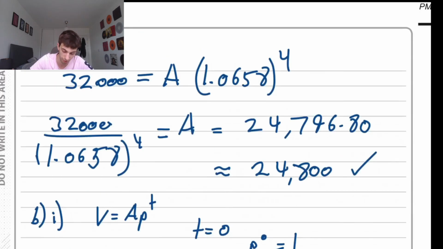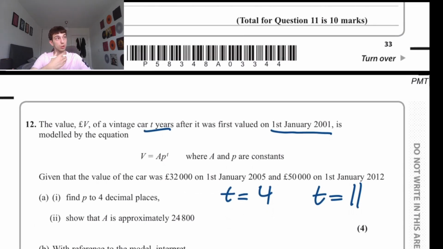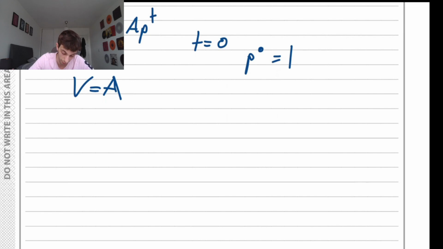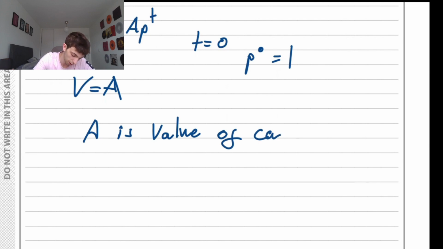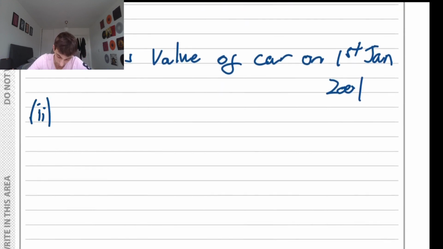So the value when T equals 0. Let's remind ourselves, what is T? T is the number of years after it was first valued on the 1st of January 2001. So if T equals 0, this will be the value on the 1st of January 2001. So exactly that, the value equals A. So A is the value of the car, the vintage car, on 1st Jan 2001.